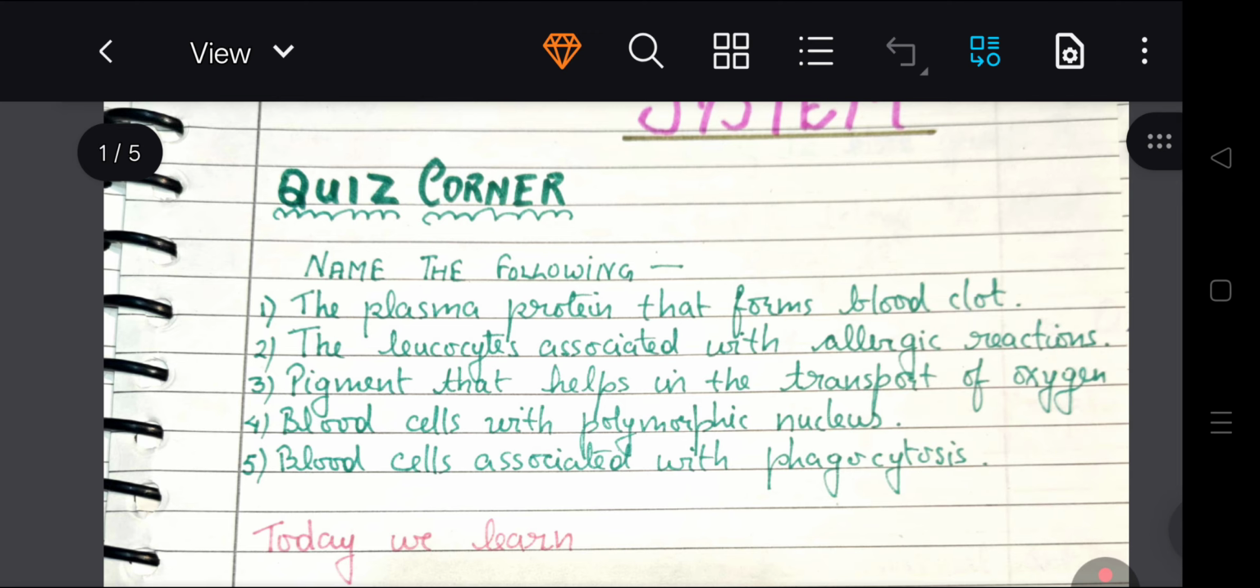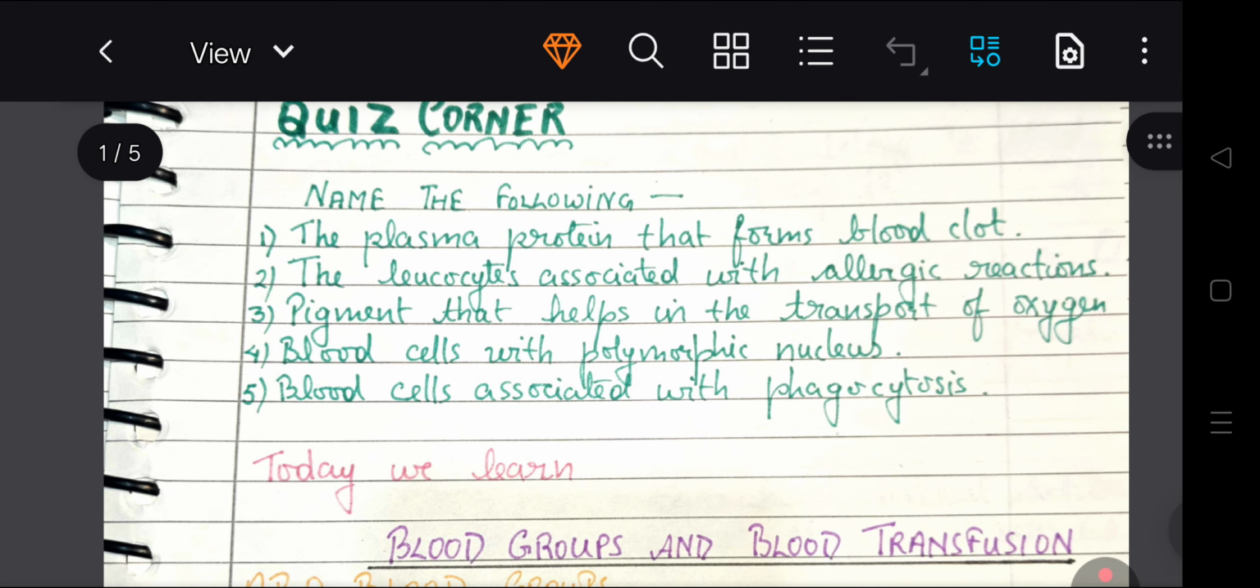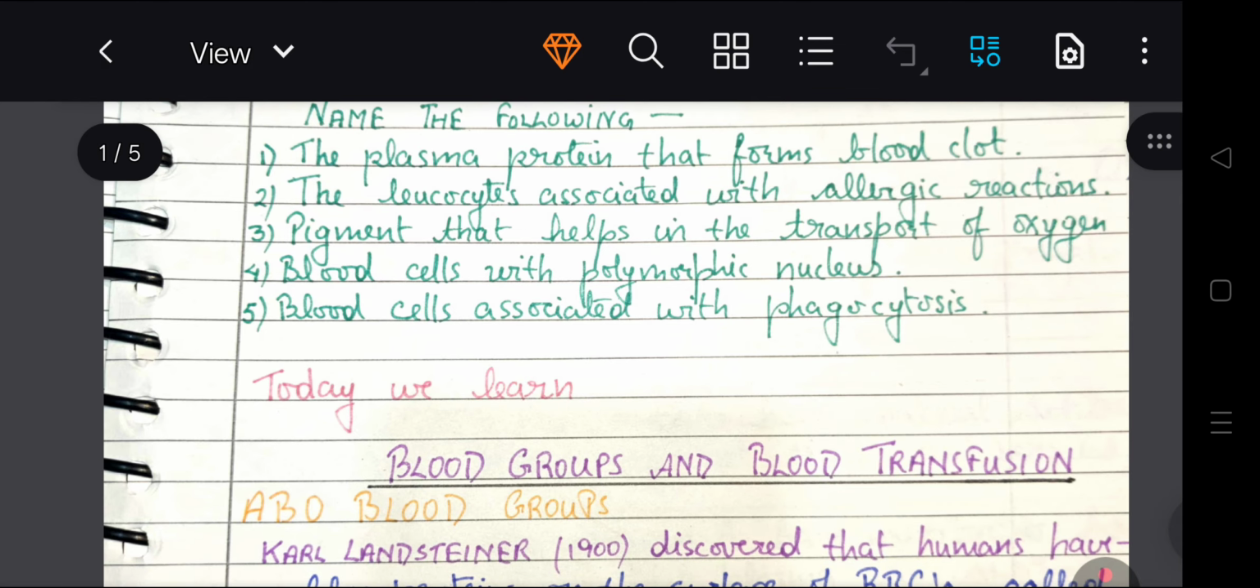The plasma protein that forms blood clot. What is that plasma protein? You can answer in the comments. The leukocytes associated with allergic reactions. Pigment that helps in transport of oxygen. This is very easy. Blood cells with polymorphic nucleus. This also we have studied. Blood cells associated with phagocytosis.